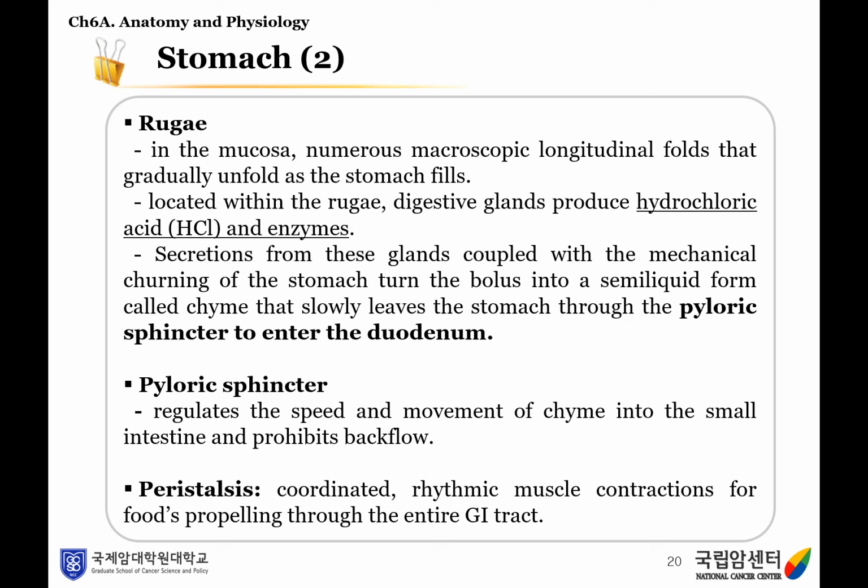And also there is a pyloric sphincter. This regulates the speed and movement of chyme into the small intestine and prohibits backflow. And there is this terminology, peristalsis. There are coordinated rhythmic muscle contractions for propelling food through the entire GI tract.